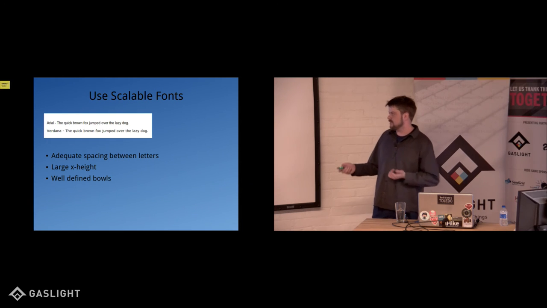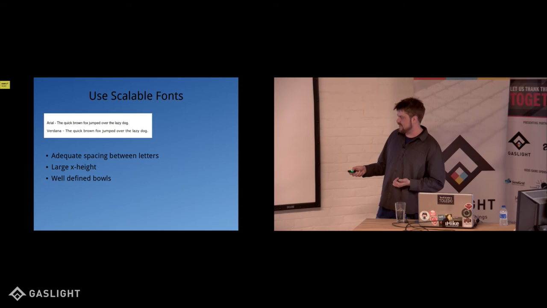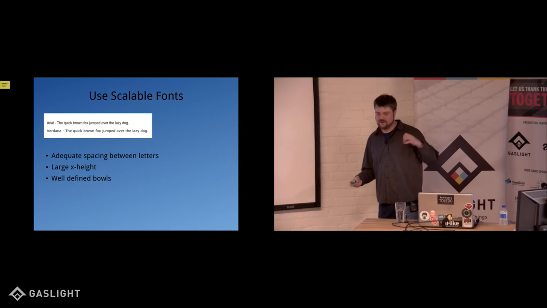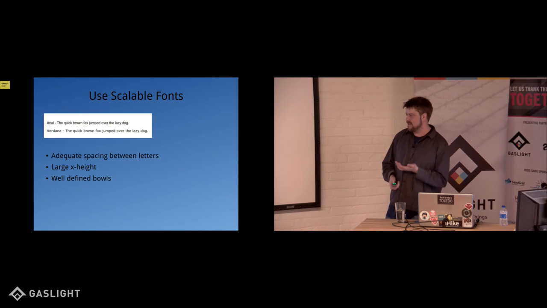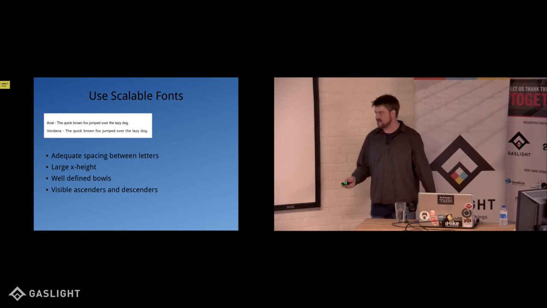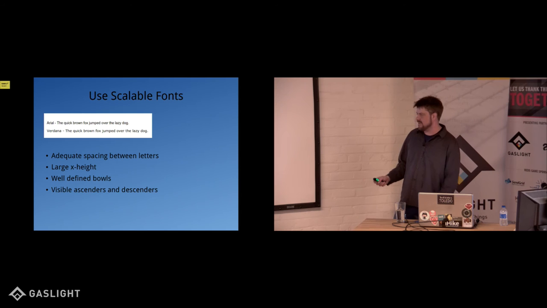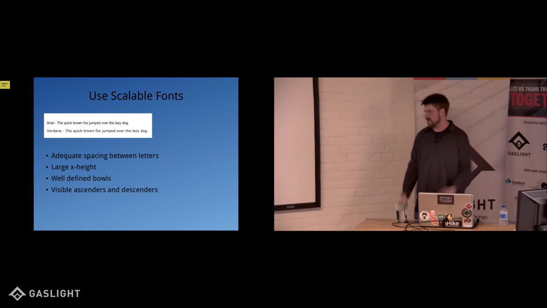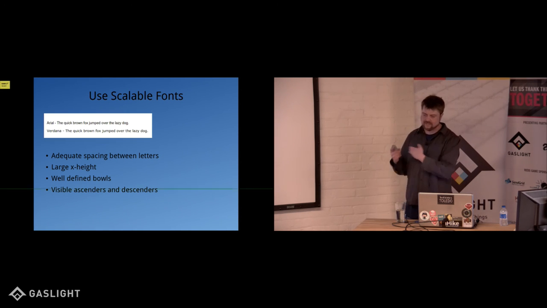You have well-defined bowls. So on Droid Sans, you can see the round part in the lowercase E's and lowercase A and so forth. Those are kind of over-exaggerated, which makes them nice and readable. And same thing to some degree on Verdana. And also visible ascenders and descenders. So you'll notice the tail on the G of Droid Sans, that's really noticeable, because it's a complete circle, basically. So that would still be readable even if the font was still tiny.